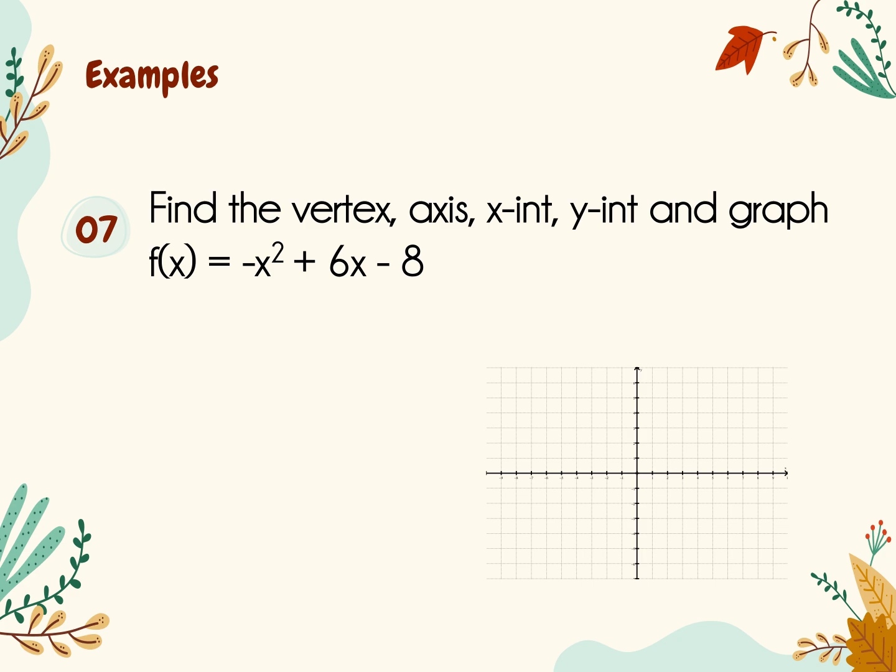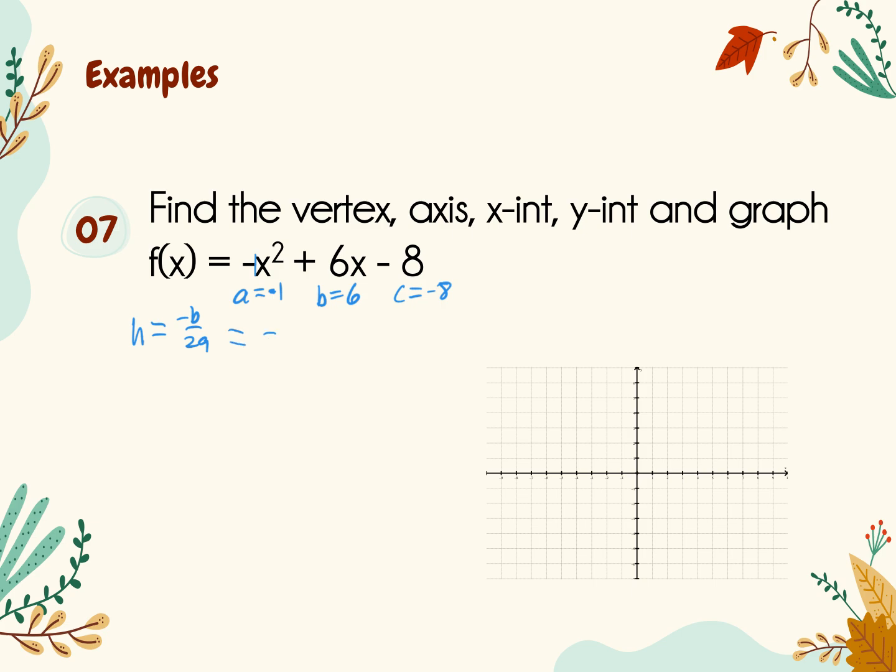So to find the vertex, again, this is a function that's in our standard form, our quadratic form. So we're going to use the formula h equals negative b over 2a. We want to label a equals -1, that's the number in front of your x squared, b equals 6, and c equals -8. Hopefully we're comfortable with that by now.